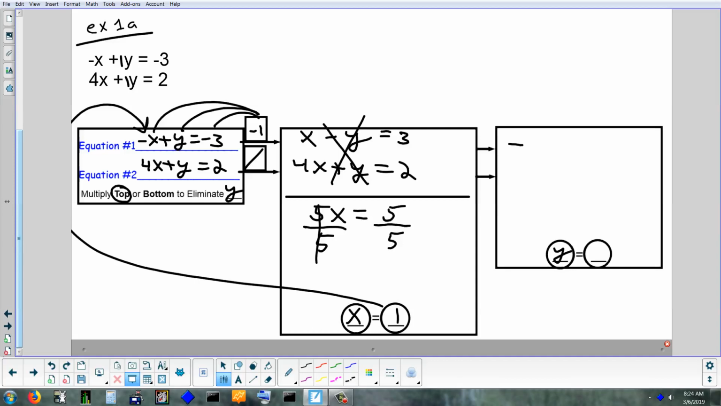Oh, yeah. 1. There you go. So you go ahead, tell me the whole thing. So it's a negative 1 plus y equals negative 3. There we go. And now we just have one step to get y by itself.